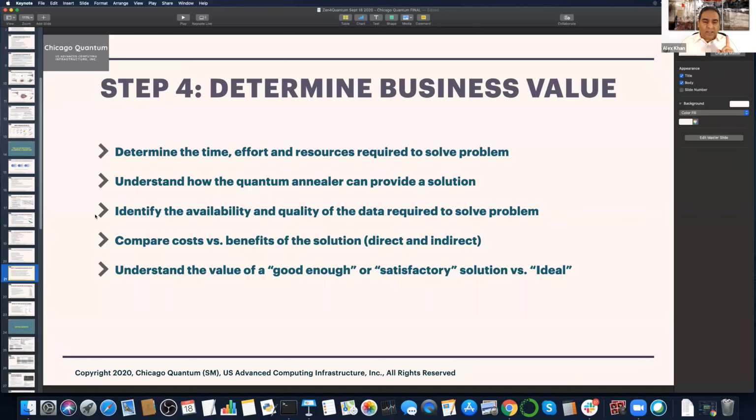Another important thing we learned is there's a difference between the value of the ideal solution, which might be just one value, and the value of many solutions that might be very good answers. So just think about that.